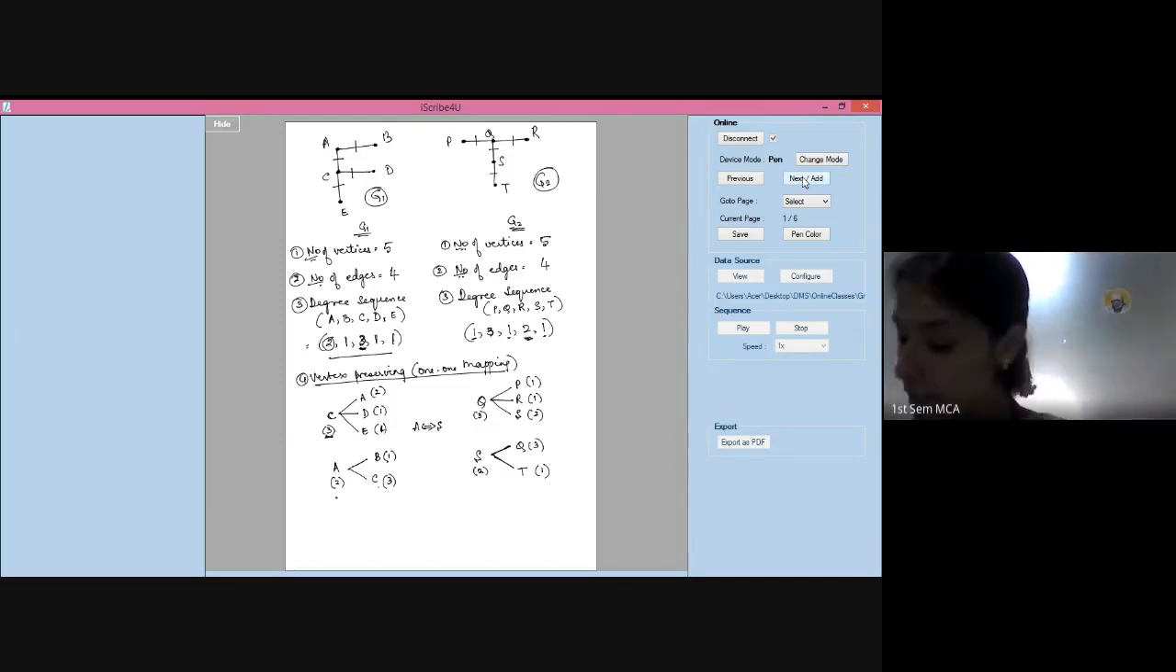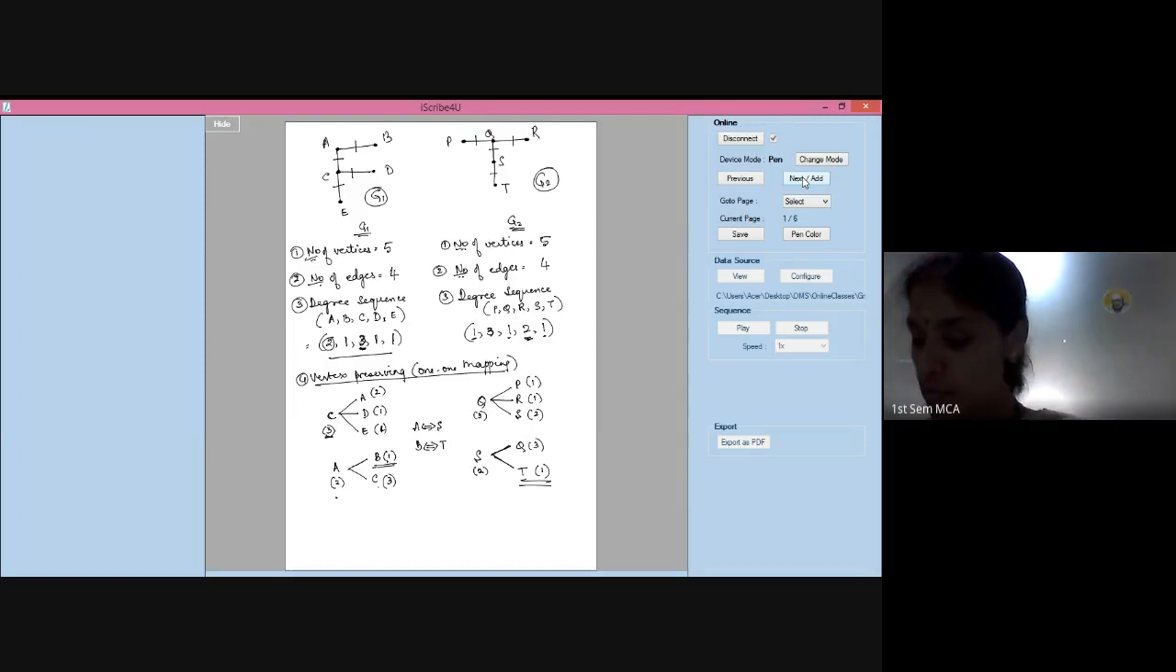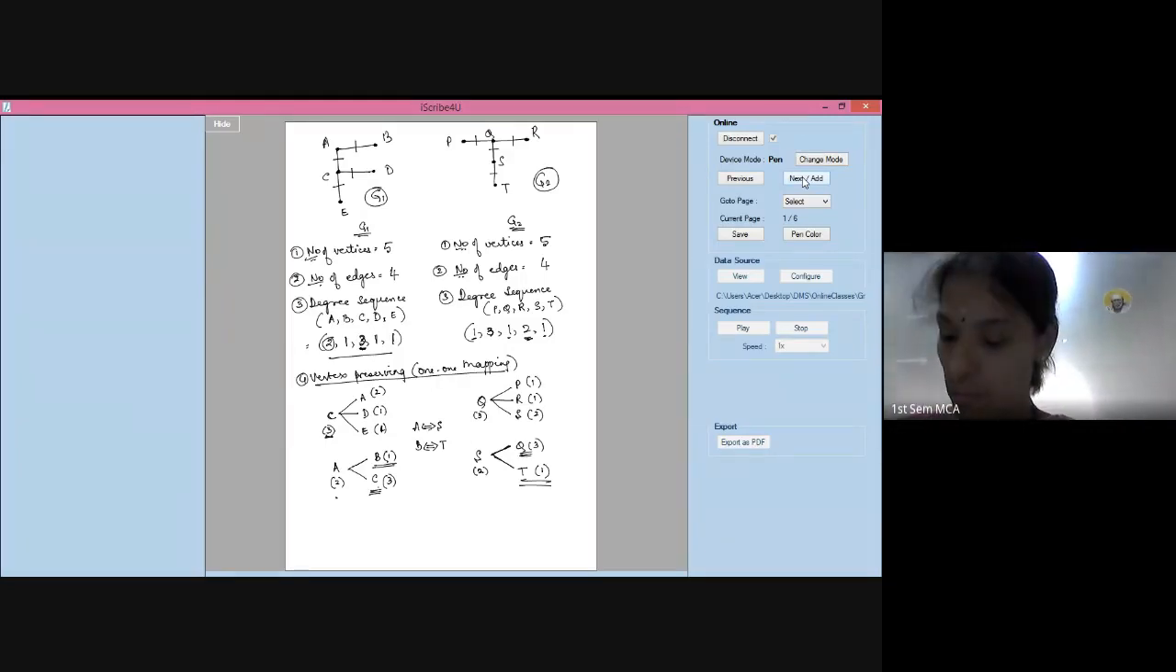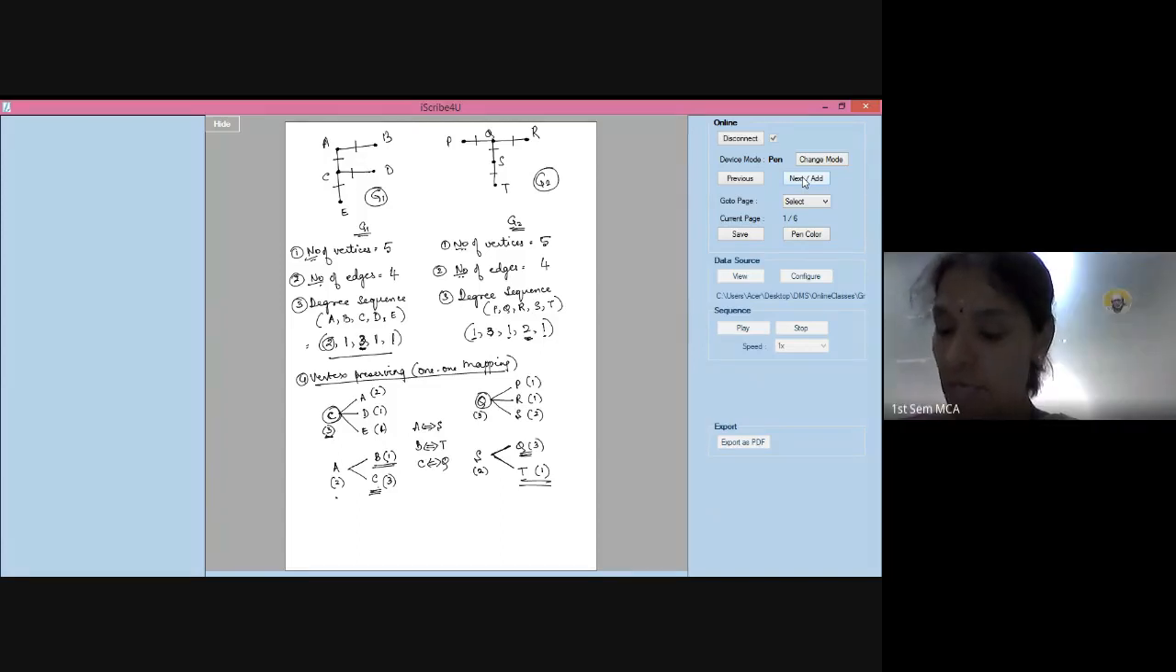Now, similarly, can I say this B is equivalent to this T? B has just degree of 1 and it is adjacent to A. Similarly, T has degree 1 and it is adjacent to S. So, I can say B is equivalent to T. Similarly, I can write C is equivalent to Q. Even in the first comparison, if you see here, C and Q, I can always say C is equivalent to Q. Because C is adjacent to A, D and E, which has degree 2, 1, 1. Q is also adjacent to P, R and S, which has degree 1, 2 and 1. Right? So, I can always say C is equivalent to Q.